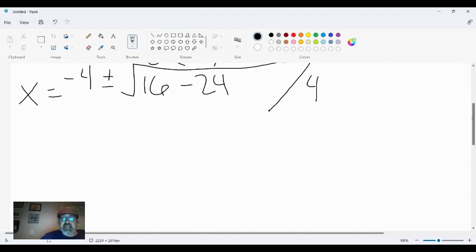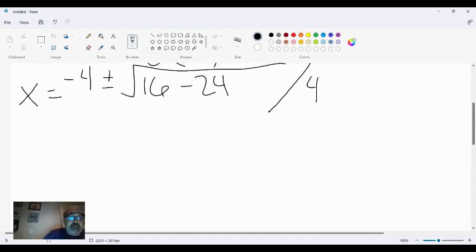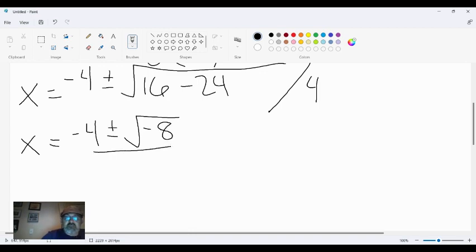Now, right away, I'm seeing that we have a negative in our square root. It means we're going to have an imaginary number, which means that our roots are going to be imaginary roots. We're not going to have an x-intercept. So we have a 4 plus or minus, that's going to be a negative 8 all over 4.